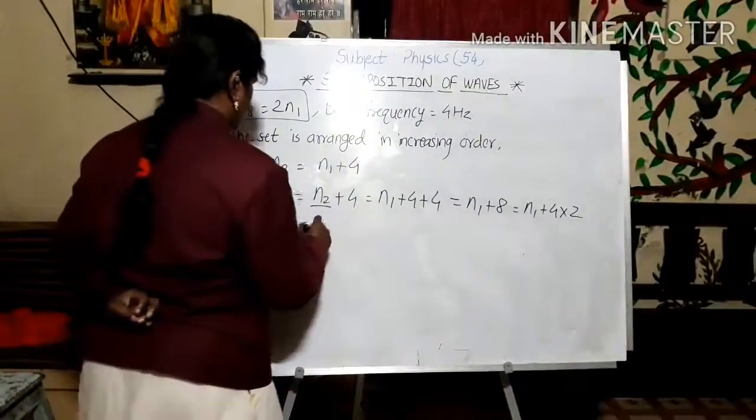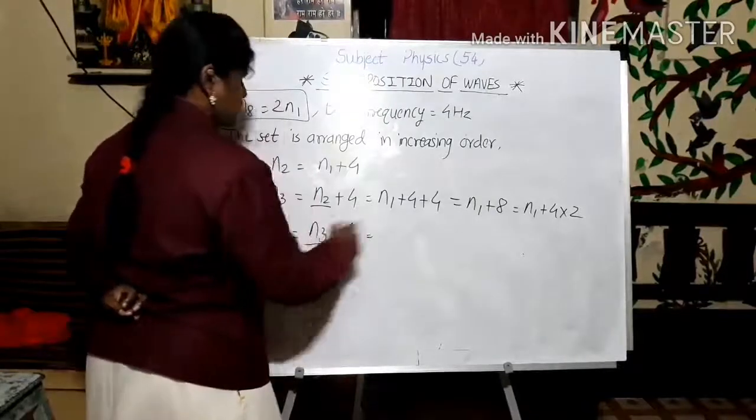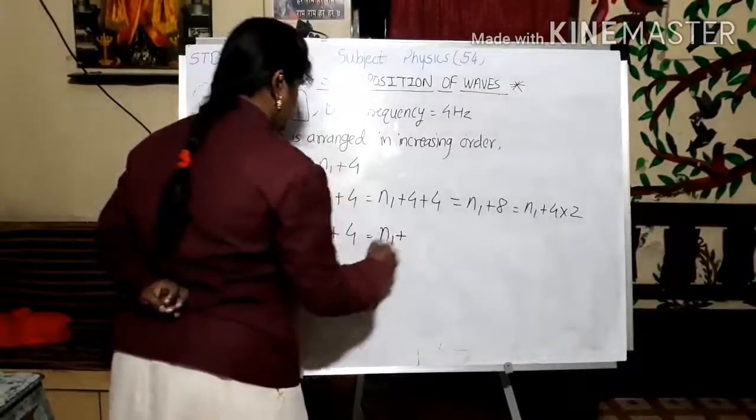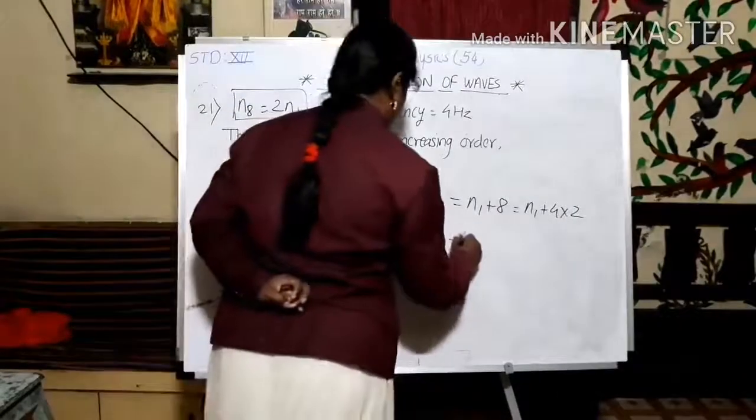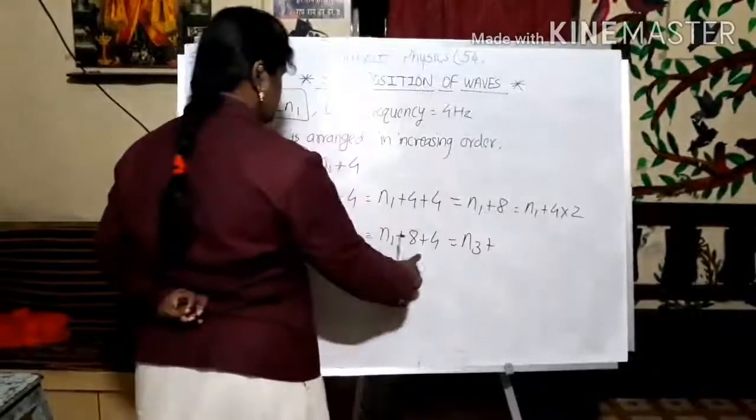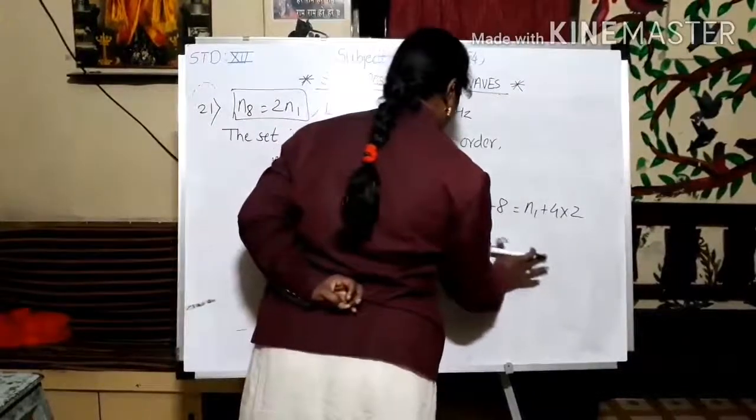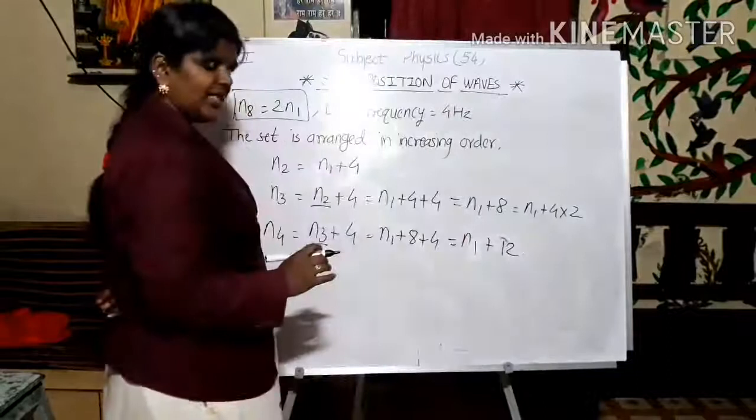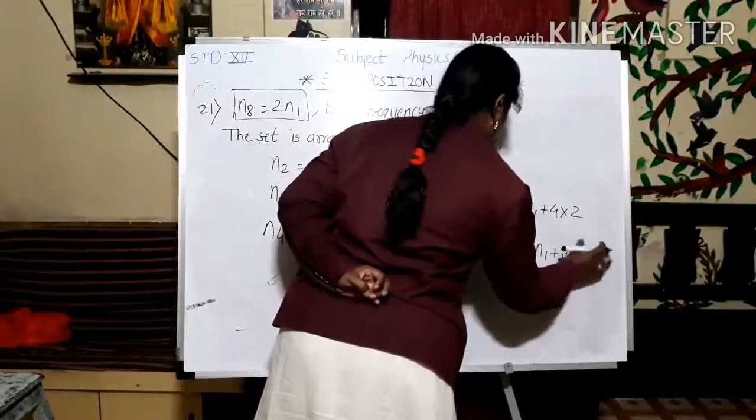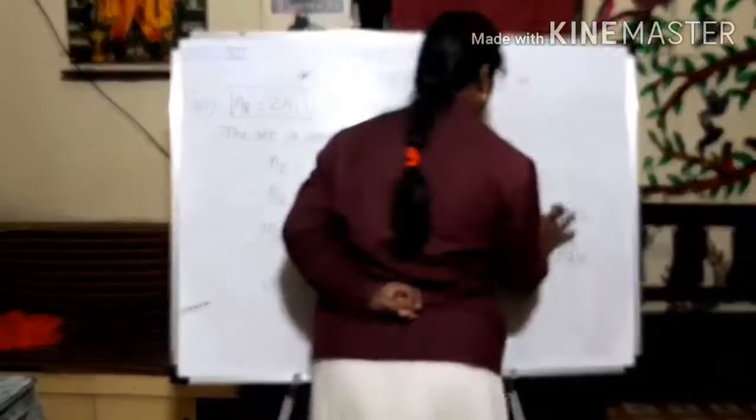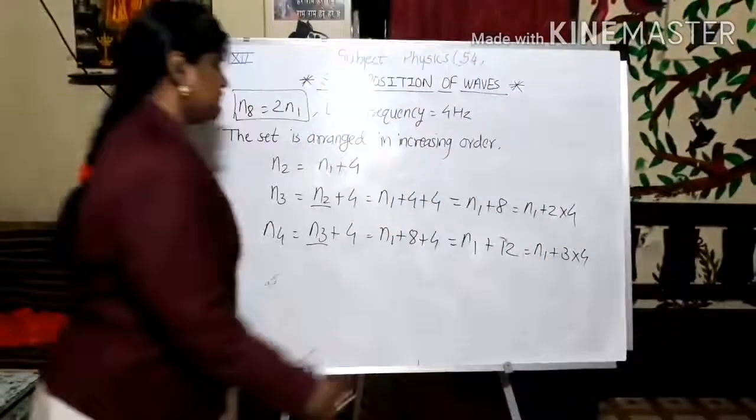N4 will be N3 plus 4, which is N1 plus 8 plus 4, which comes out to be N1 plus 12. This 12 can be written as what I have written.